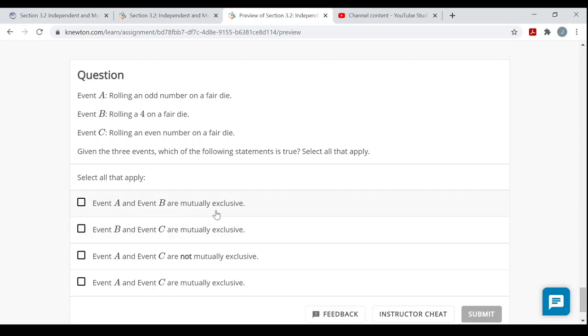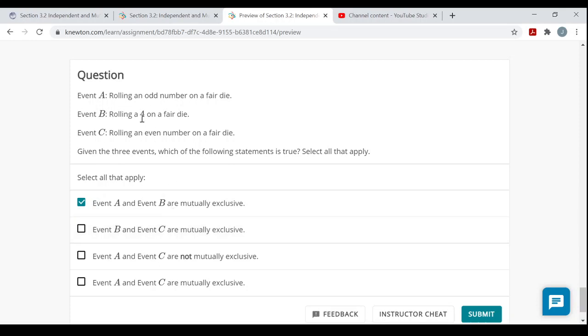A and B are mutually exclusive. Like I said, A has the outcomes 1, 3, 5. B has the outcome 4. They do not have anything in common. They do not share any outcomes, so they are mutually exclusive. That is correct. How about events B and C?